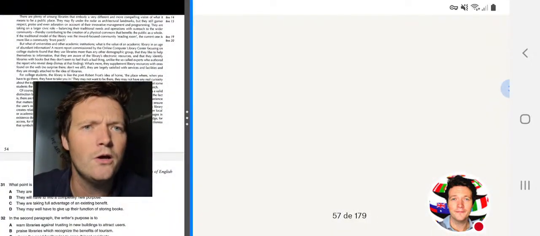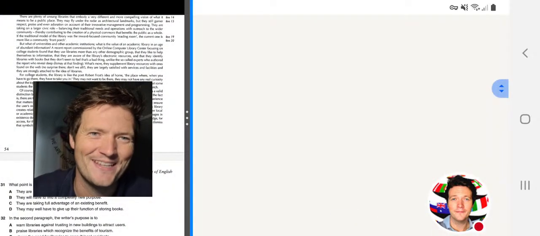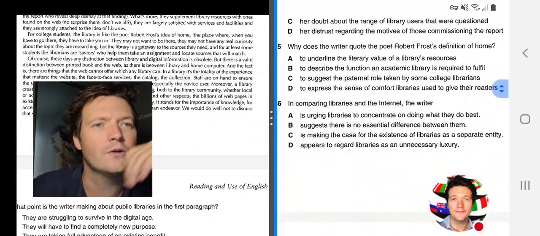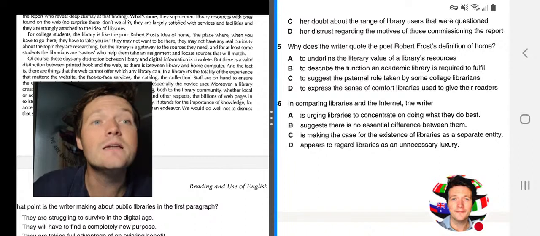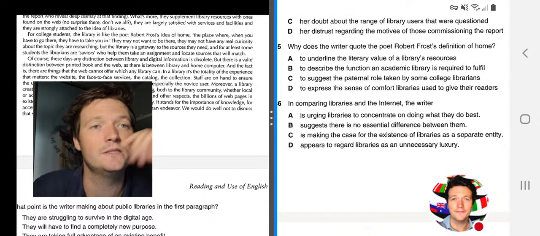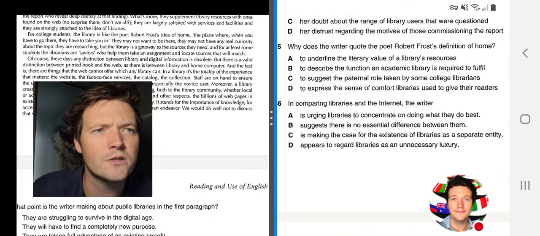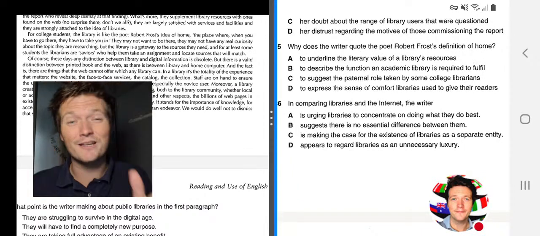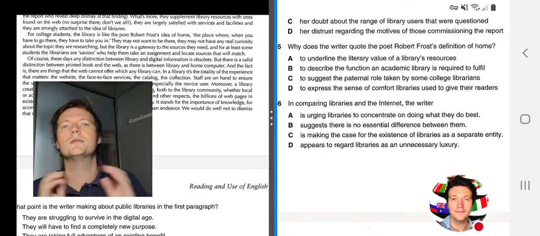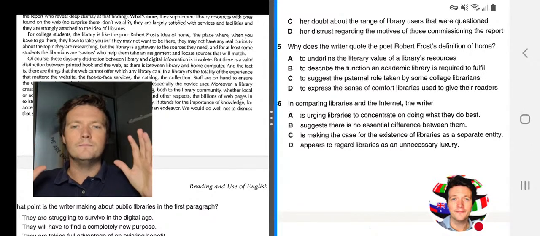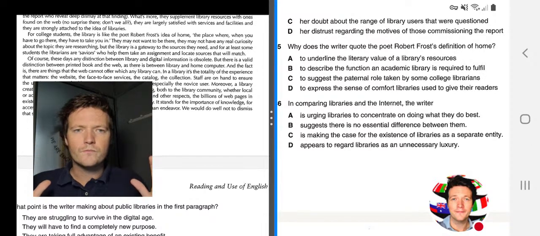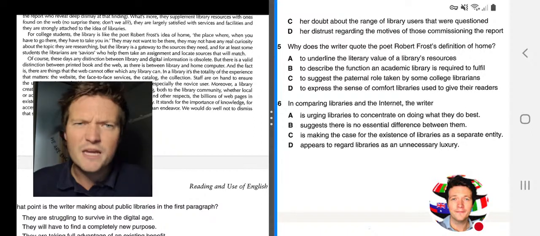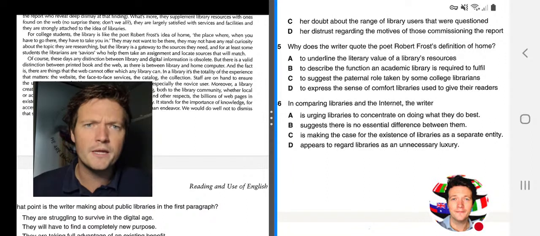And oh Lord, I've lost the answers again. That wonderful feature of Android here. Okay, so the sixth question here, it says, in comparing libraries to the internet, the writer is urging libraries to concentrate on doing what they do best. I don't think she's speaking to the library. She's speaking to the reader. She's not saying they should do anything. She's saying what they do. It's a statement of fact. It's the role that they play.